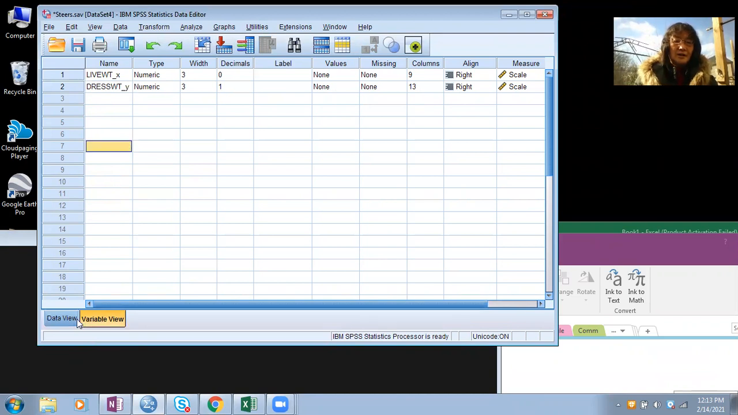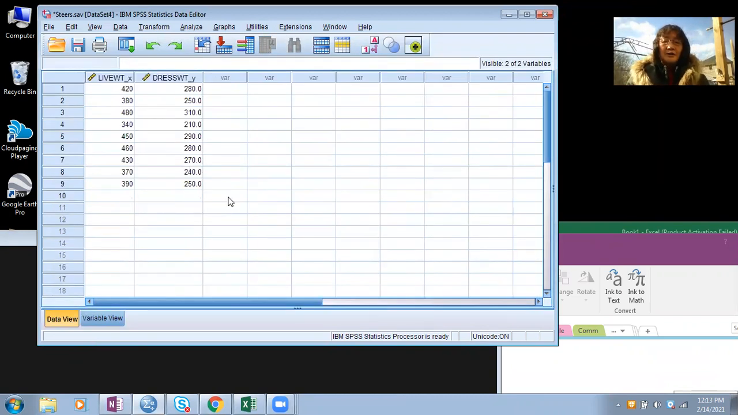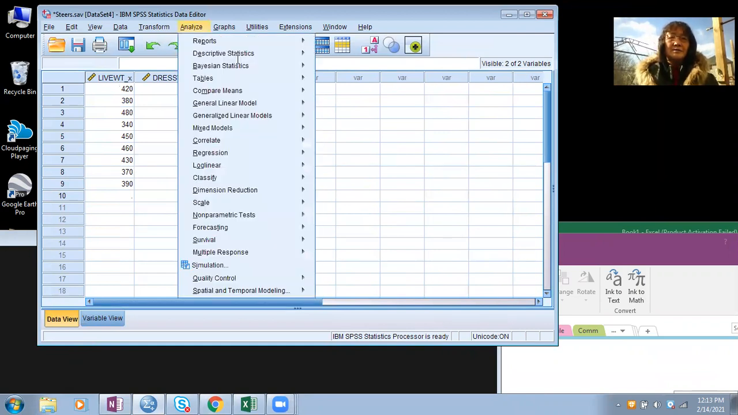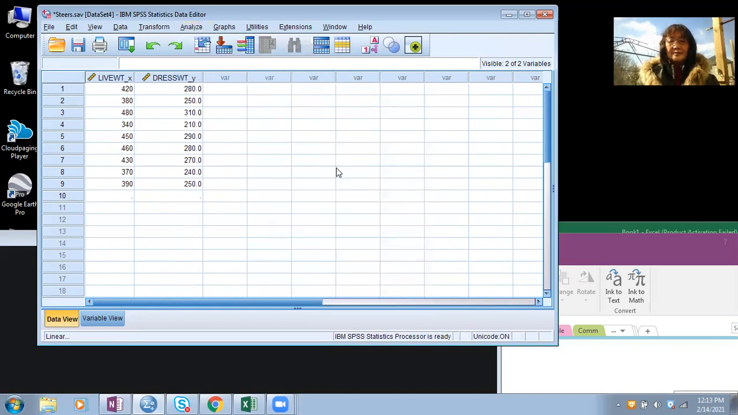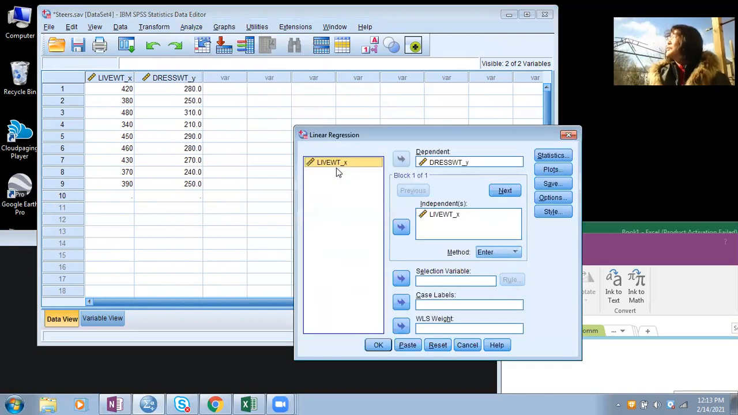Okay. And then I go to data view. So now fit the model. You go to analyze, regression, linear. After that, you put dependent. Dependent means Y, so you put Y here. Independent is X.